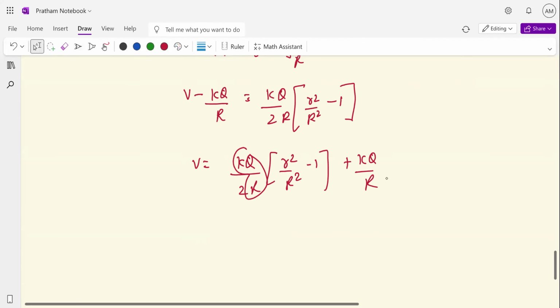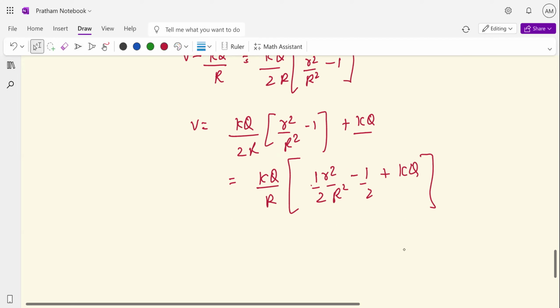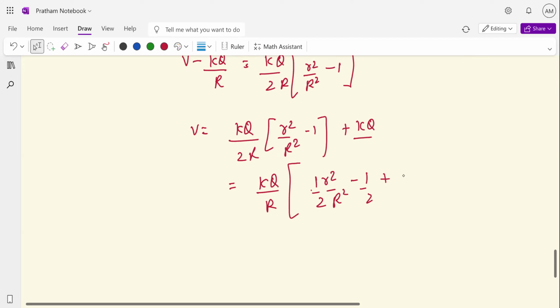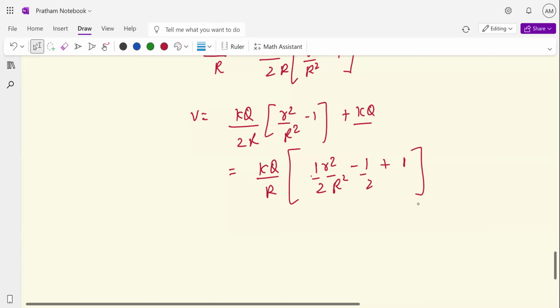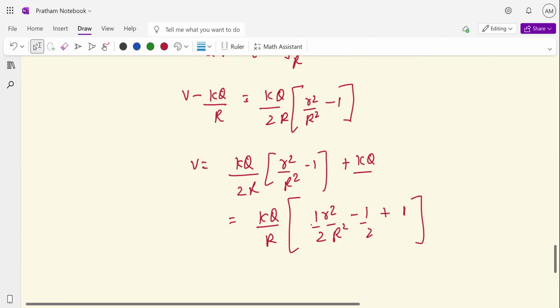Take Q, this portion common, from the whole thing. So you will be getting KQ divided by R common, 1 by 2 R square, r square minus 1 by 2 plus KQ. Is that clear? No, no, wait. I took this as common, so it becomes 1. Is that clear? Take a look if you have any doubt. No, sir. Everything is fine now? Yes. Okay.